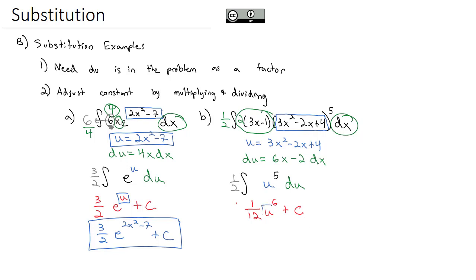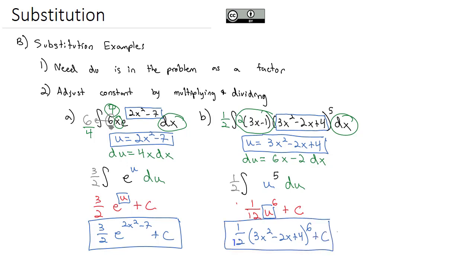But just like before, we don't want u in our final answer. We want the 3x squared minus 2x plus 4. So we have 1/12 times 3x squared minus 2x plus 4, all raised to the 6th power, plus a constant as my final antiderivative. Let's try one more example.